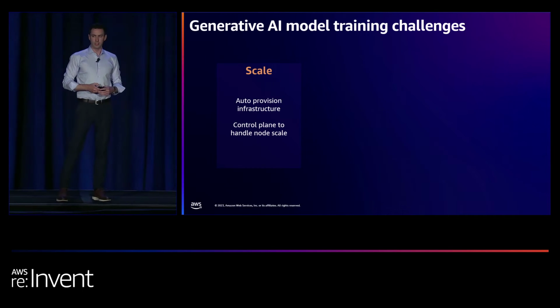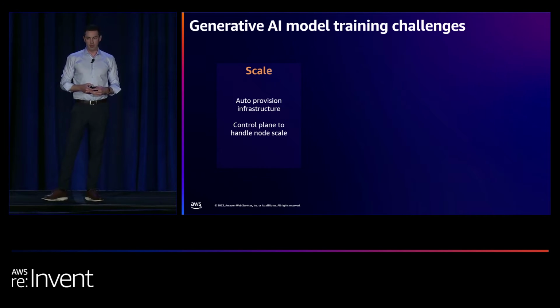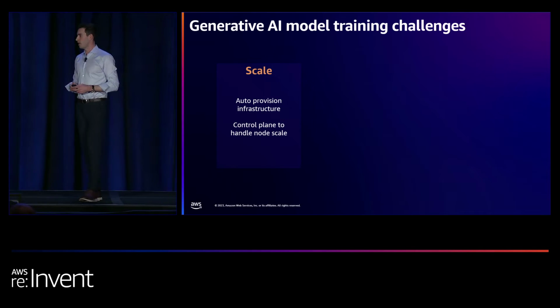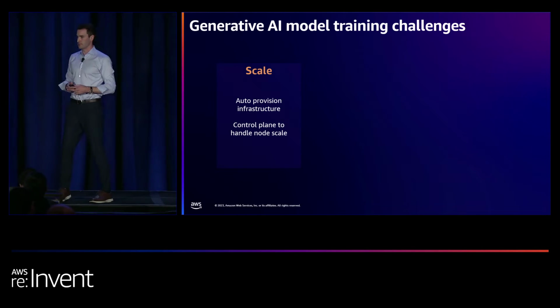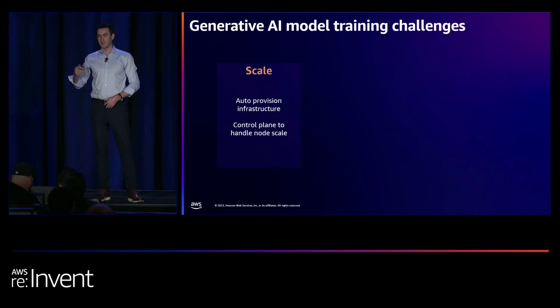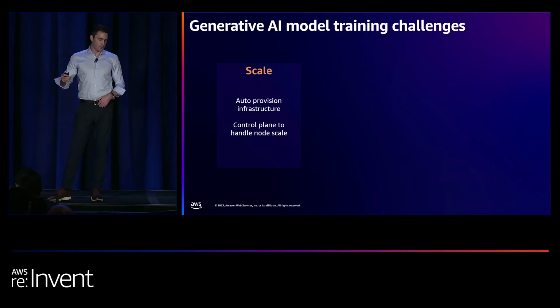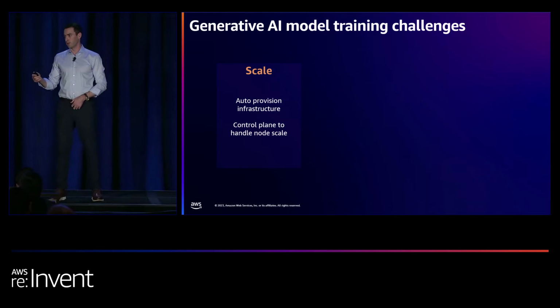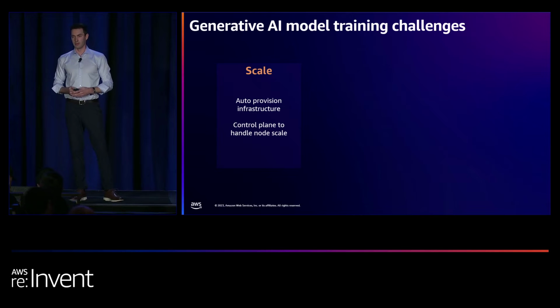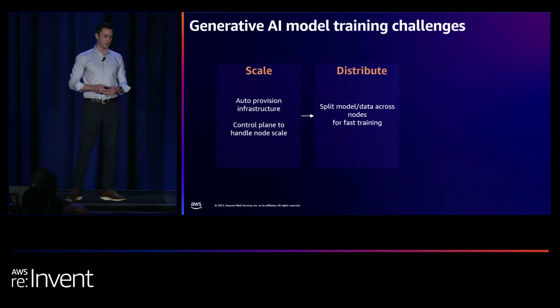Some of the challenges involved with generative AI scale even more so than your traditional models because, as mentioned, you might be using vast amounts of input to train these foundational models. When you're using Kubernetes, you need something that can auto-provision your nodes to handle that scale. You also need a control plane that's going to be able to handle hundreds, maybe thousands of nodes in your cluster.